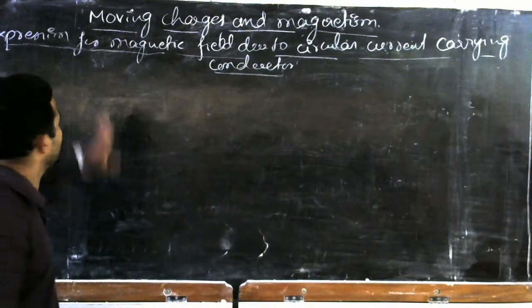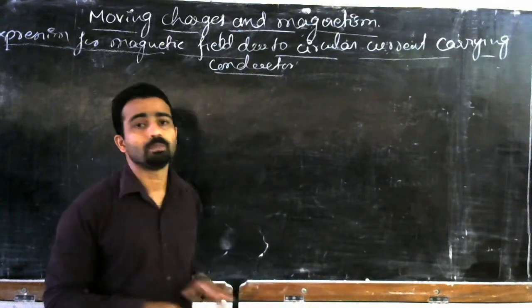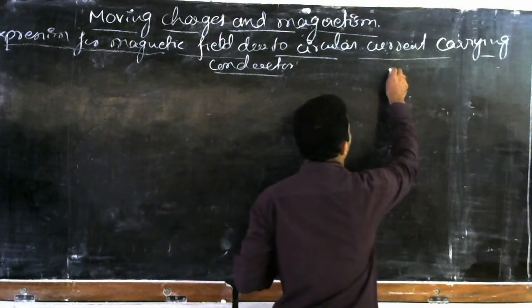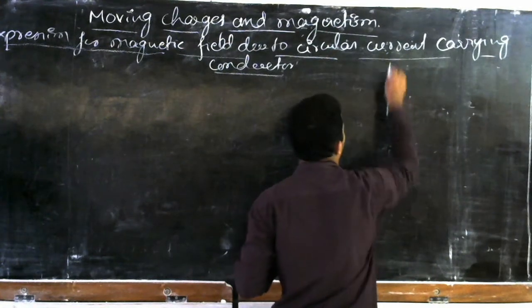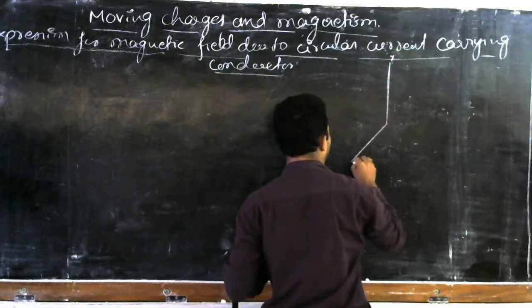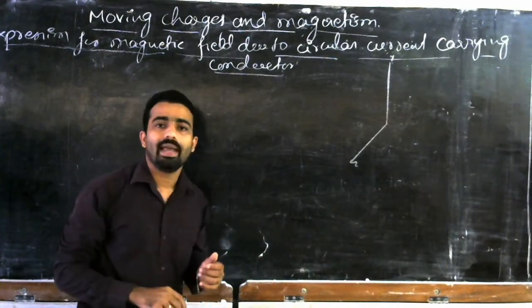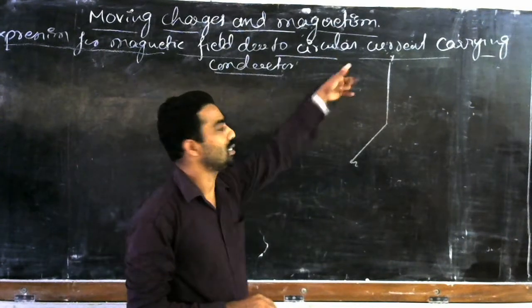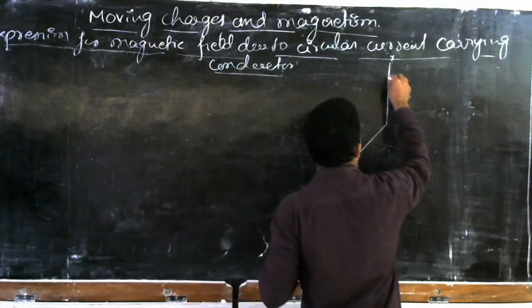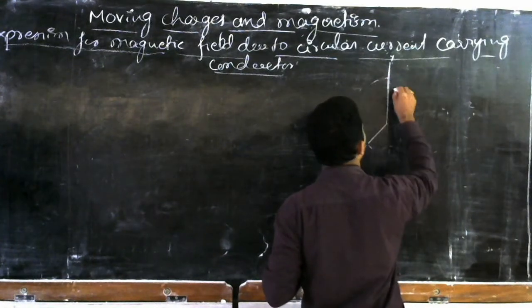The heading of this concept is an expression for magnetic field due to circular current carrying conductor. We have to take a circular current carrying conductor. Now let me draw the axes first. This is the y axis. This is the z-axis. X, y and z axes are there. Now I am keeping a circular conductor along this plane. So this is the circular conductor here.